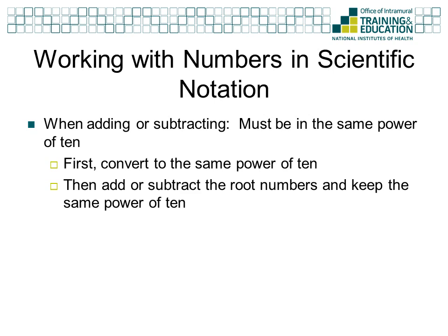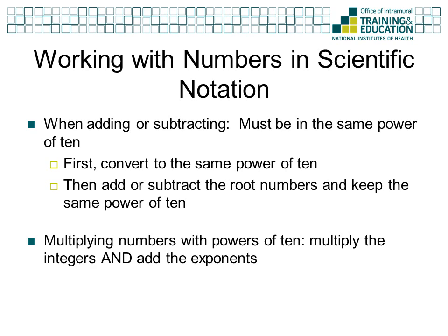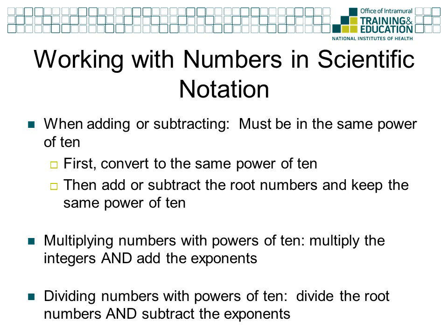To multiply and divide numbers in scientific notation, you multiply and divide both the root numbers and the powers of 10. So when multiplying, you would multiply the root numbers and add the exponents together. When dividing, you would divide the root numbers and subtract the exponents. We will cover examples of this in a later slide.